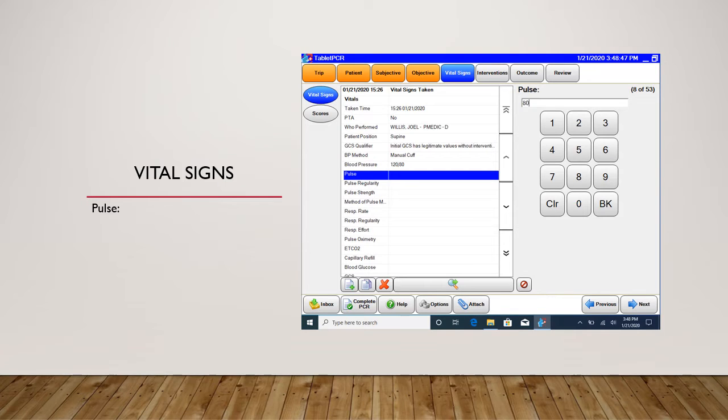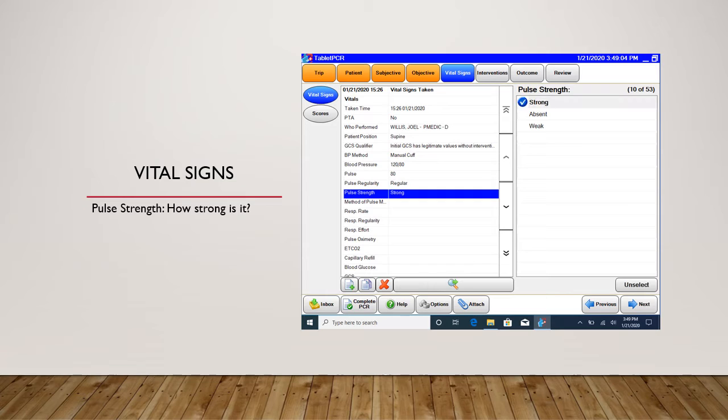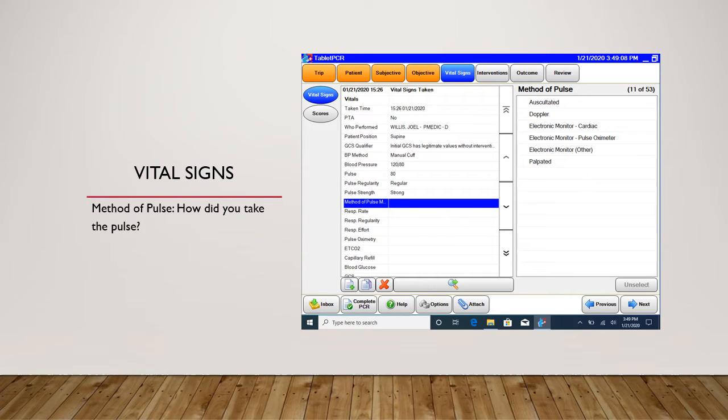Pulse, what the pulse rate is, the regularity of the pulse rate, the pulse strength, the method of getting the pulse, monitor, was it palpated, cardiac monitor, pulse oximeter, however you did it.